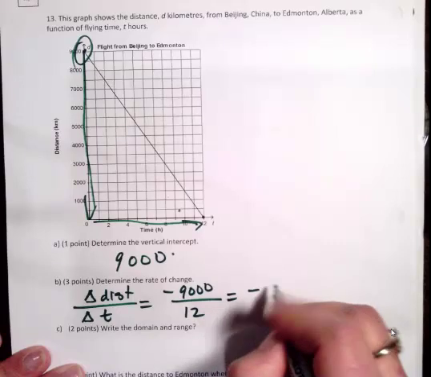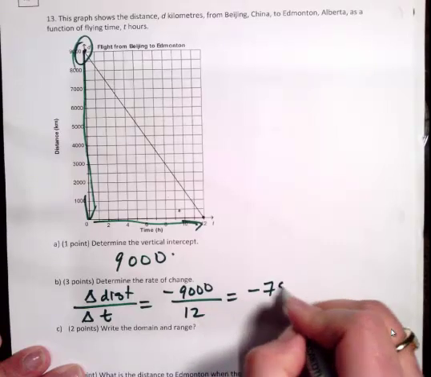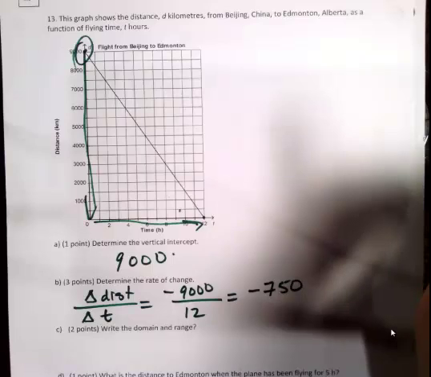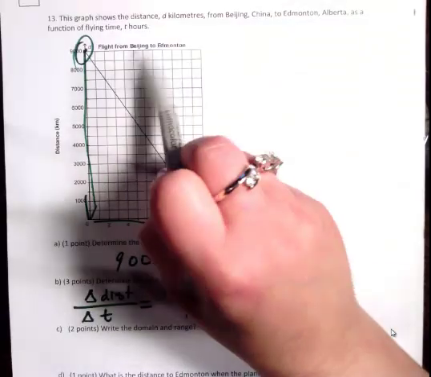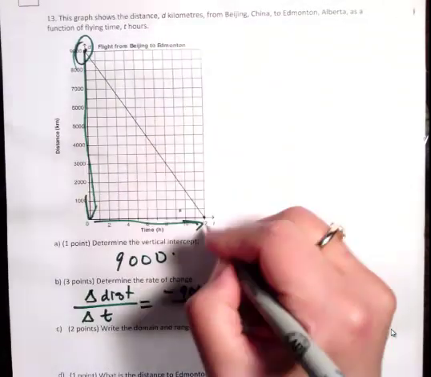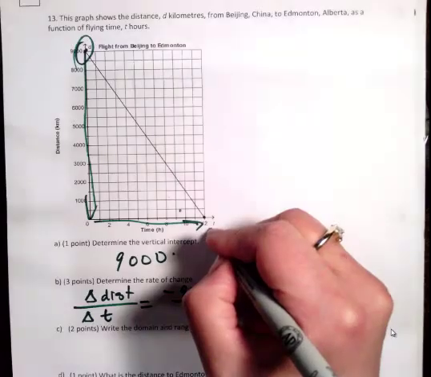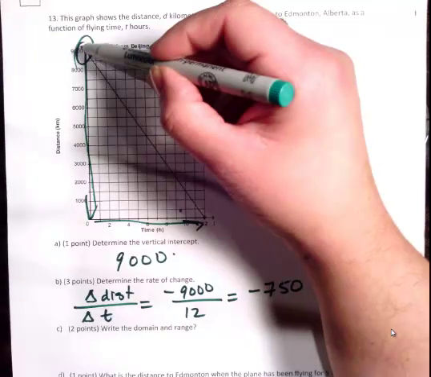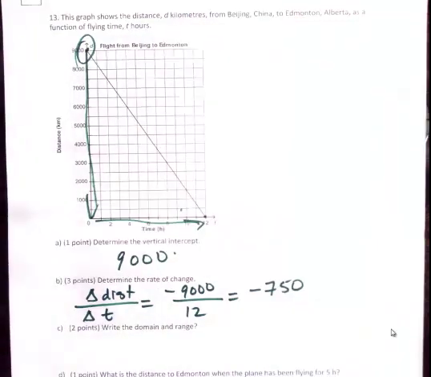So our rate of change is negative. It's negative because we're going backwards, basically. We're going back because the graph says from Beijing to Edmonton. So this here is Edmonton down here. That's when we get to Edmonton. That's when you're in Beijing going towards Edmonton.